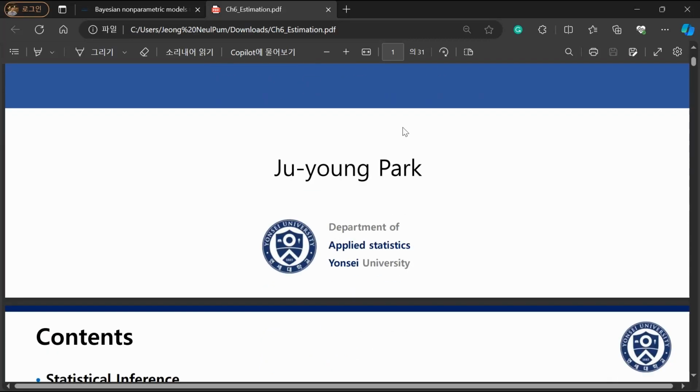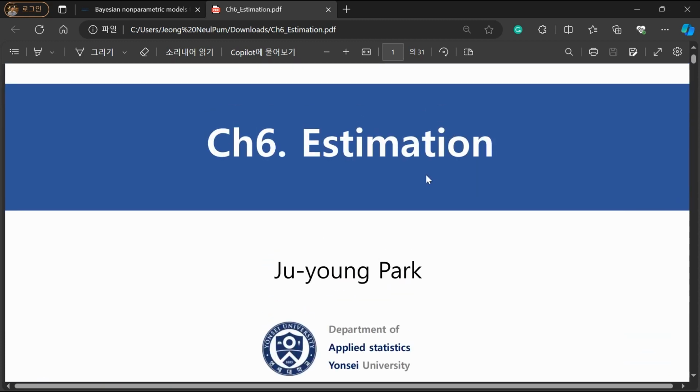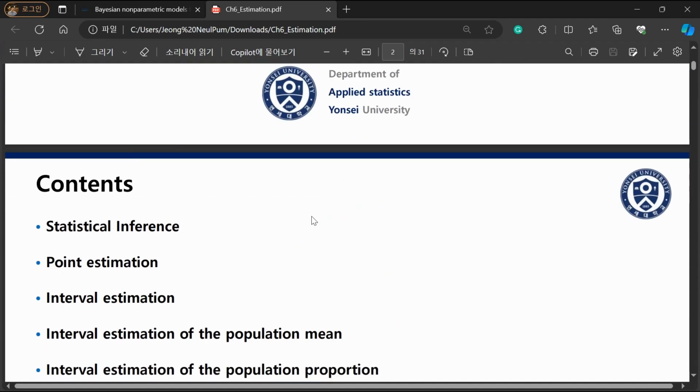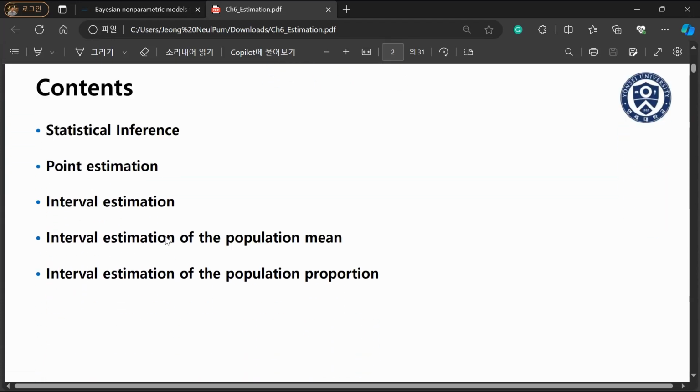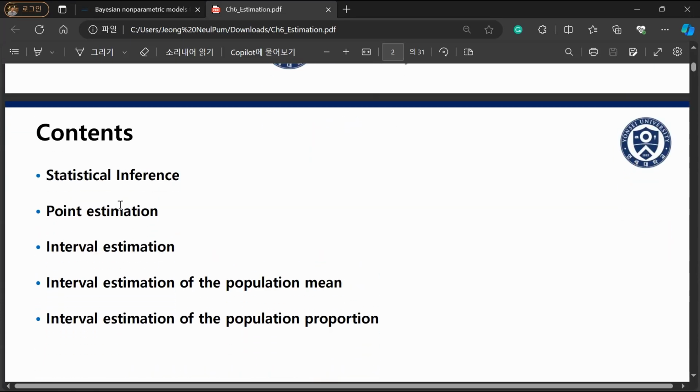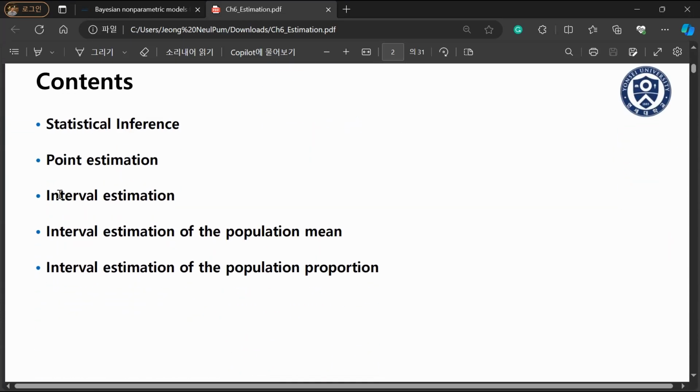Hi, so this is the sixth class of the TA practice class, and today we are going to deal with some practice about the interval estimation.